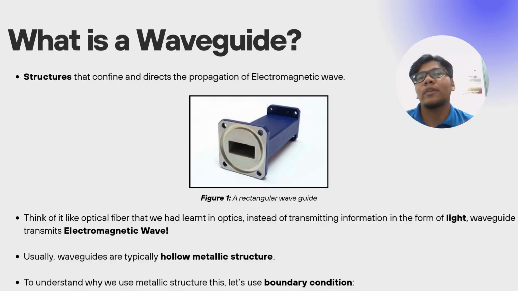Today I'm going to present about the electromagnetic wave in waveguide. First of all, what is waveguide? It is a structure that confines and directs the propagation of electromagnetic waves. Think of it like an optical fiber, but instead of transmitting light, it transmits electromagnetic wave.